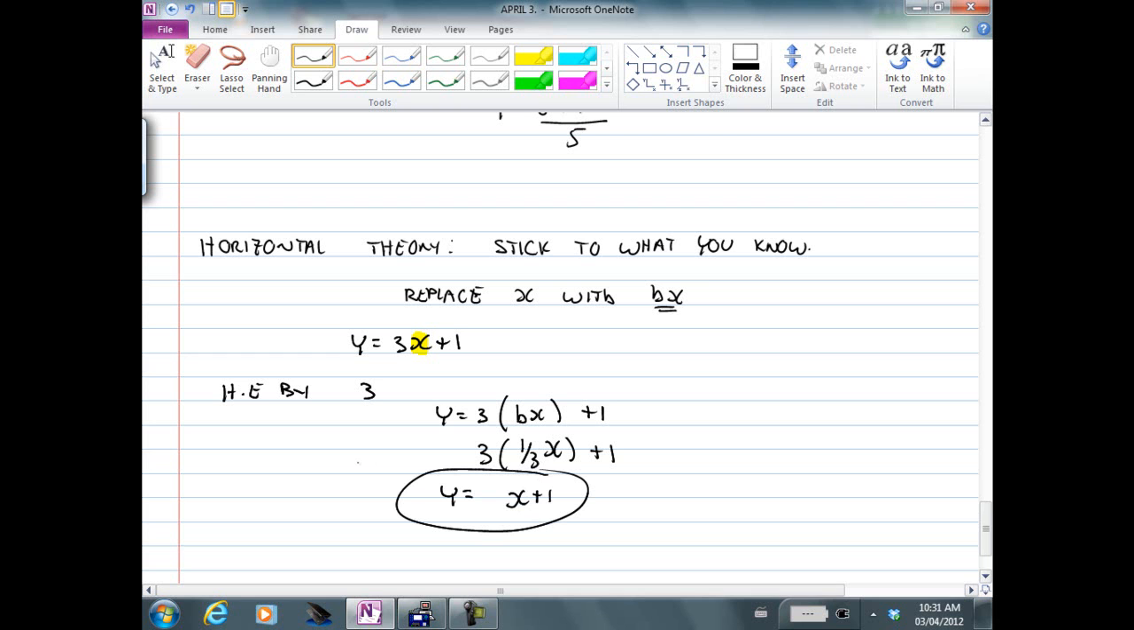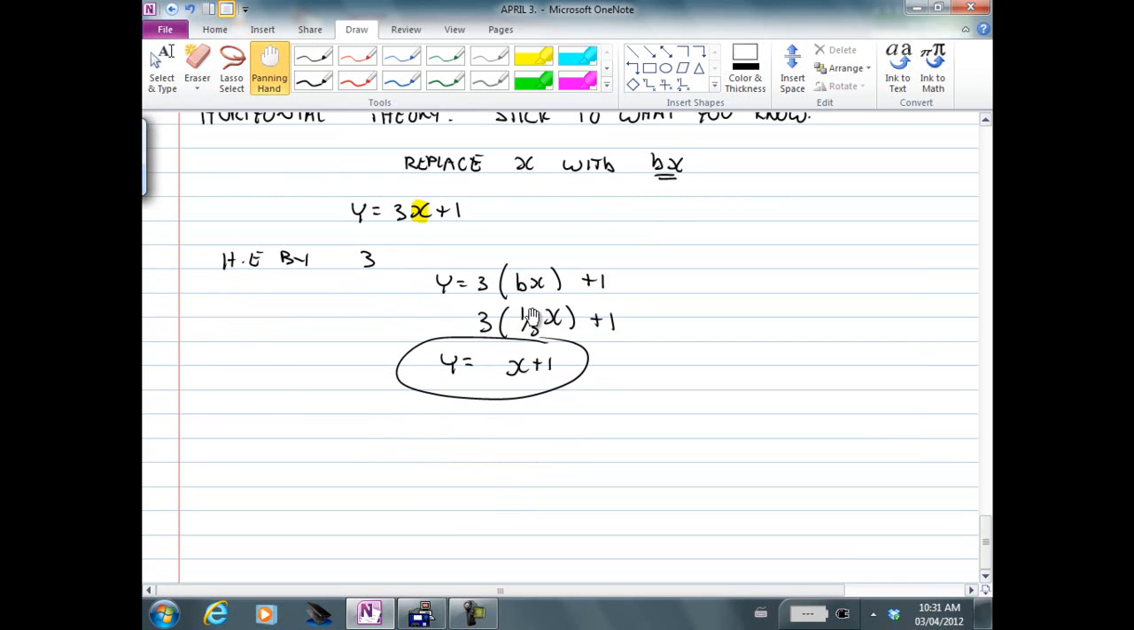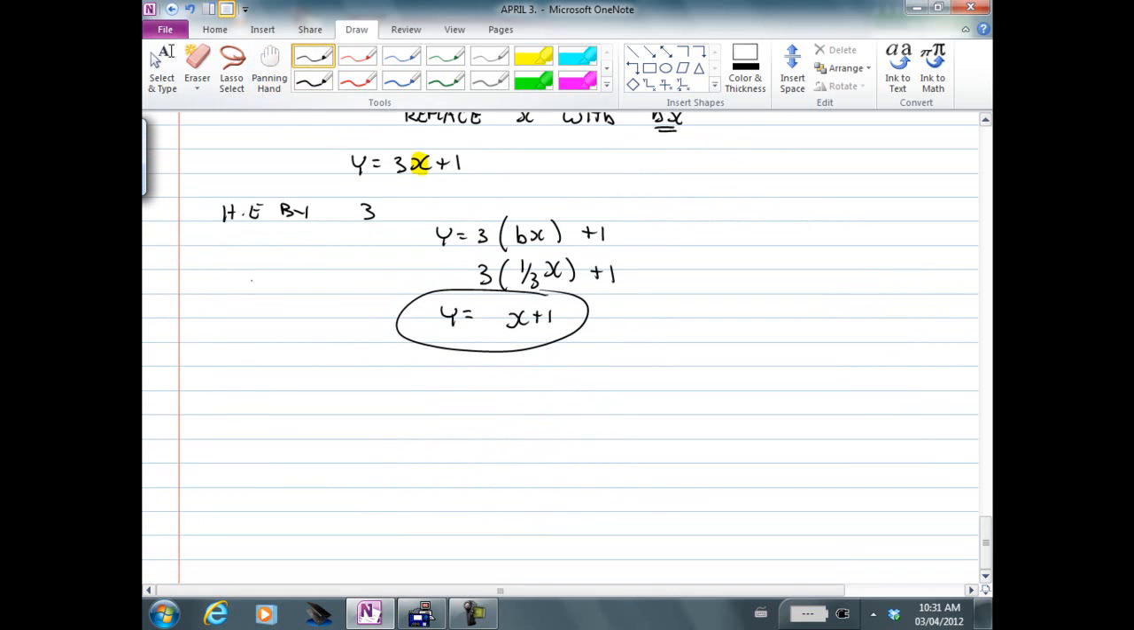Give us another horizontal one. Did you get this part? 3 times 1/3? I'm going to give you another one. Same concept. Actually, I'll give you this one: y equals x squared plus 2x minus 1. I want this to happen.